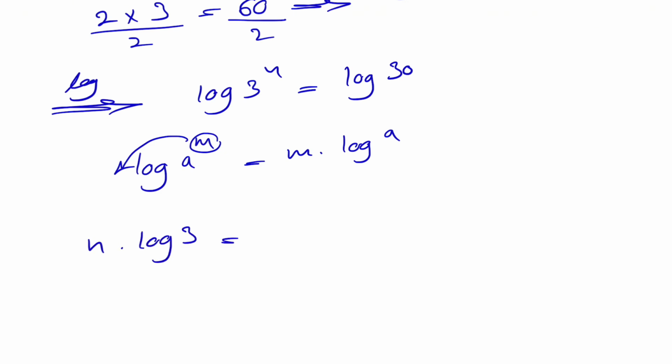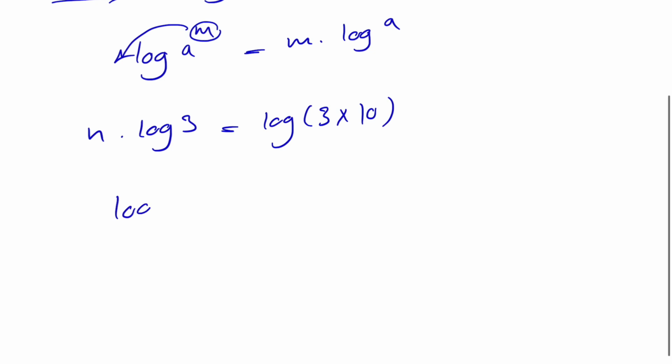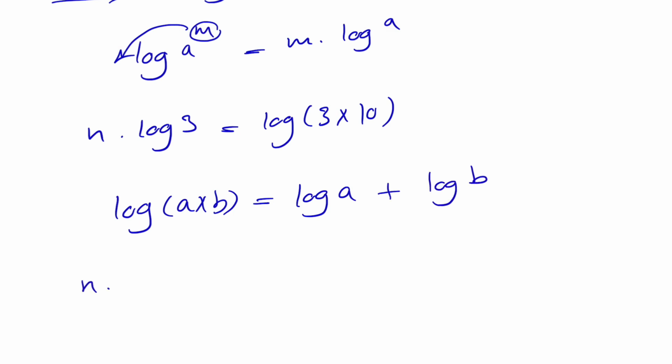On the right side, we know that 30 is equal to 3 times 10. From another law of the log, we know if we have the log of a times b, this will be equal to log of a plus log of b. So on the right side of our equation, since we have a times b, this will be our a, this will be our b. We'll have log of 3 plus log of 10.